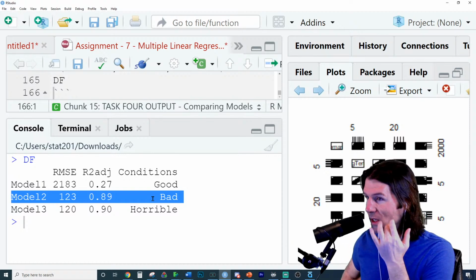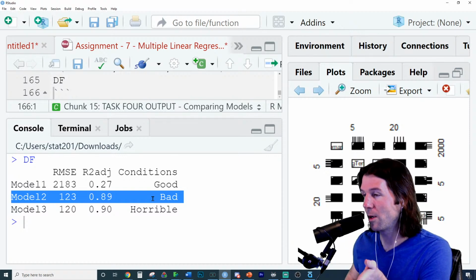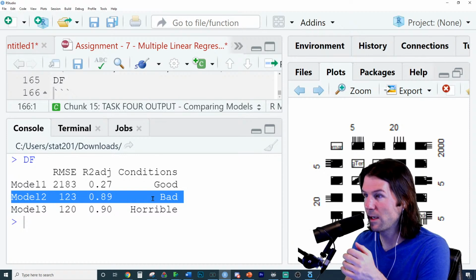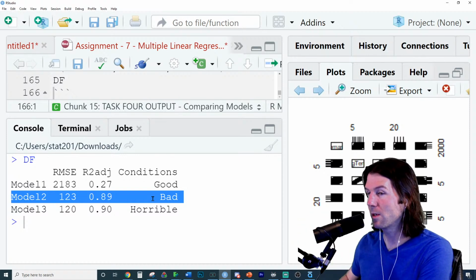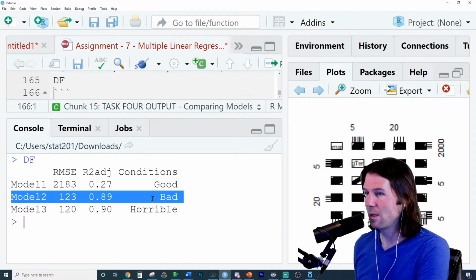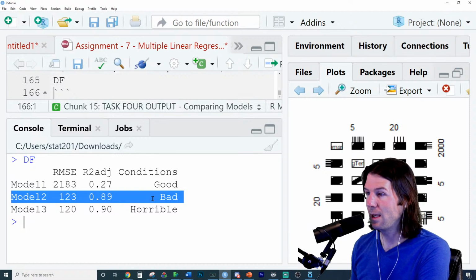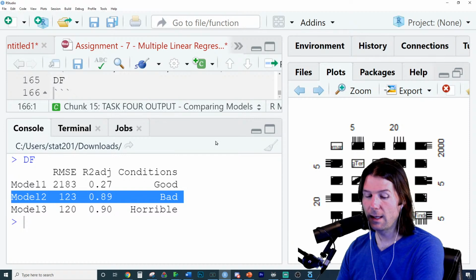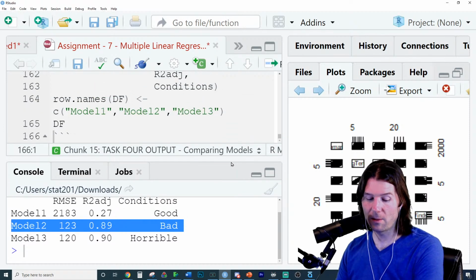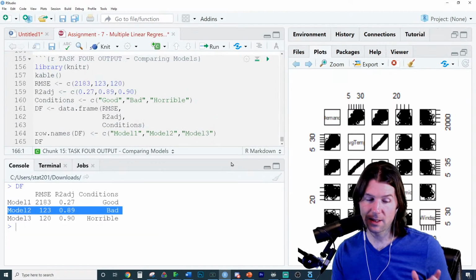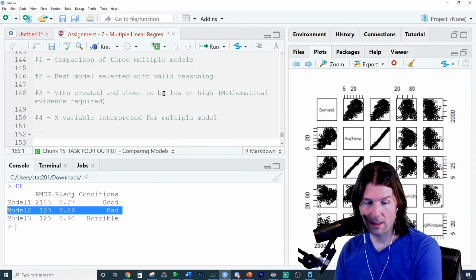How would you present this to someone? I'd probably even highlight this in my report: this is the model I chose right here. Model 2 is selected because it doesn't do the best on conditions, but we have a good model that has a smaller typical miss and has a good R squared adjusted, which is adjusted for how many variables are in the model. I'm going to go with it because no model's perfect and this model's okay.